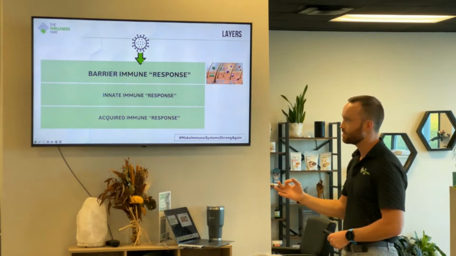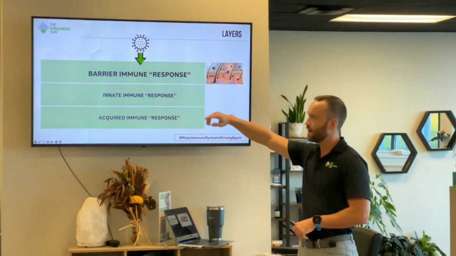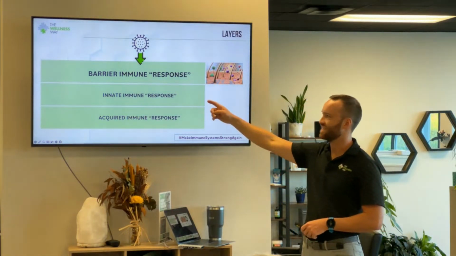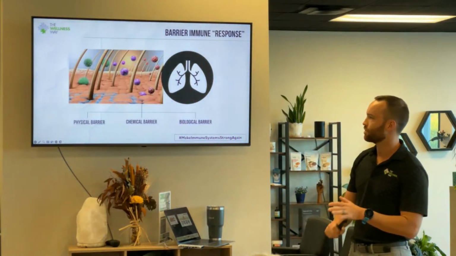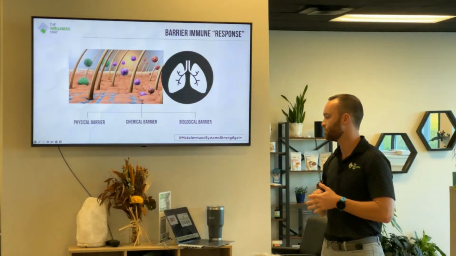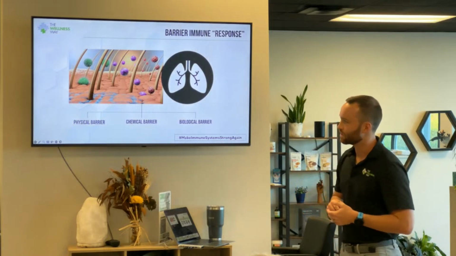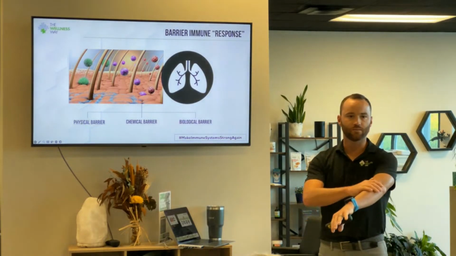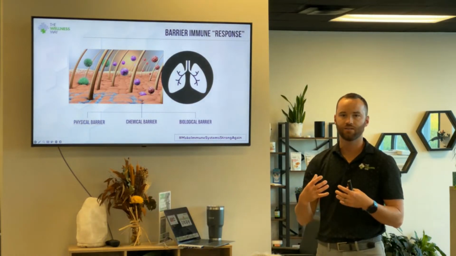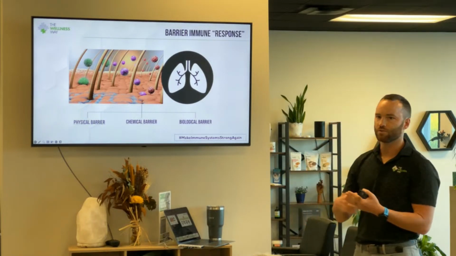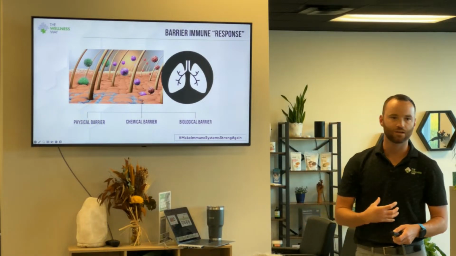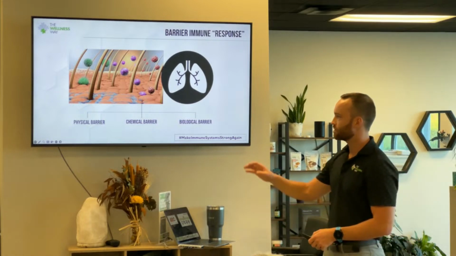So let's look at what the different layers of the immune system are. There's three main layers of the immune system. We have our barriers, the barrier immune response, the innate immune response, and then the acquired immune response. So barrier immune function can be broken down into physical barriers, chemical barriers, and biological barriers. So physical barriers, think about your skin. The goal is, the immune system is designed to go after things that come into our body, right? So the first line of defense is not allowing things to enter our body. So we've got the physical barriers.